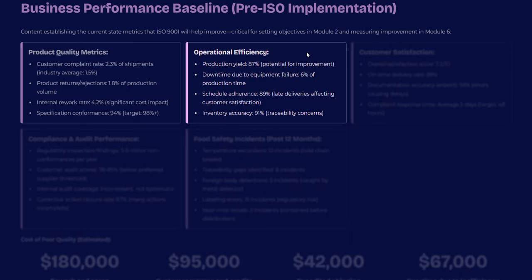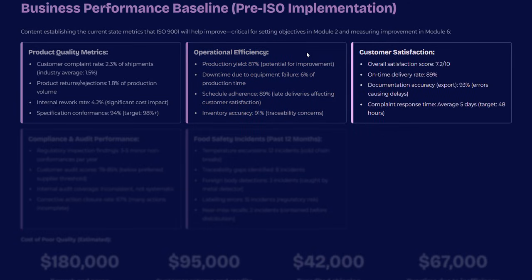We have inventory accuracy right now at 91%. So this is a concern for traceability. If we look at customer satisfaction right now for our case study organization, overall satisfaction is 7.2 out of 10, and on-time delivery rate is 89%. Documentation accuracy for export right now is at 93%, and those errors are causing delays. And then we have complaint response time, right now averaging 5 days, but we are targeting 48 hours to handle the complaint.